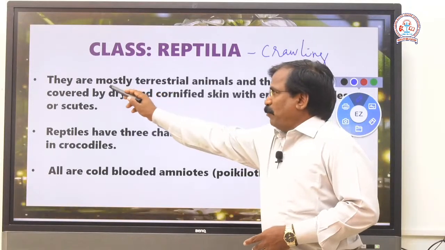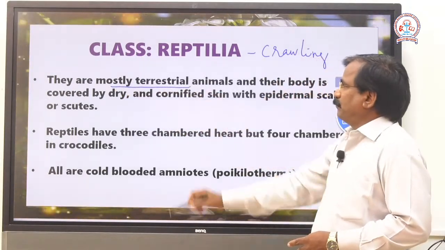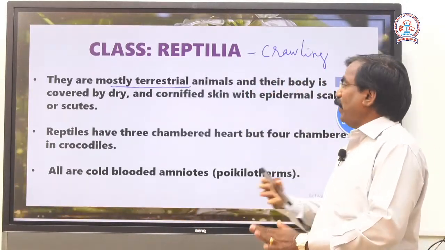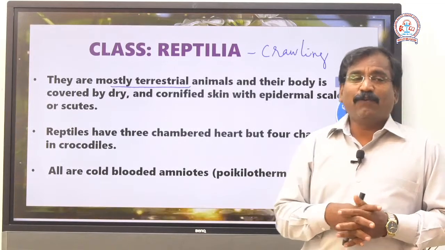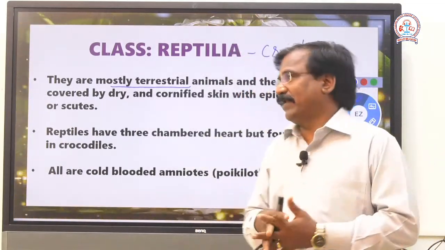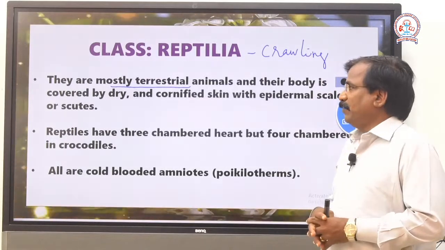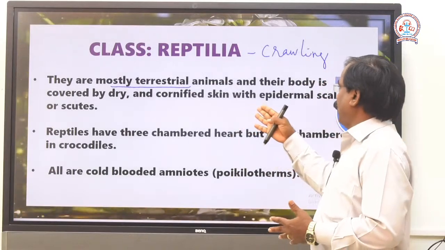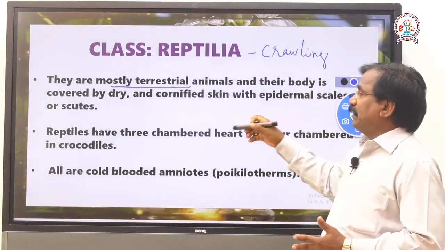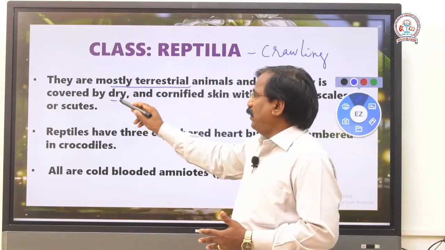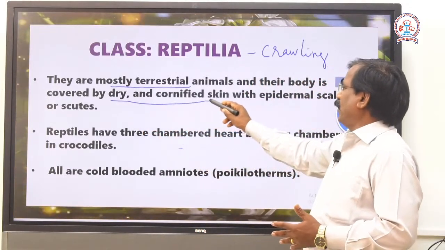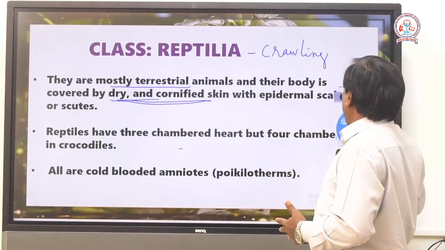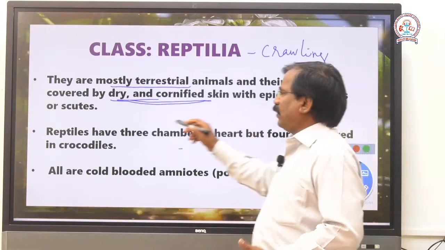Terrestrial, mostly terrestrial. Why mostly terrestrial? Are there aquatic ones? Yes, the crocodile is a reptile and it is aquatic. So the crocodile is a reptile that is aquatic, but mostly reptiles are terrestrial. Body covered with dry and cornified scales, epidermal scales or scutes.